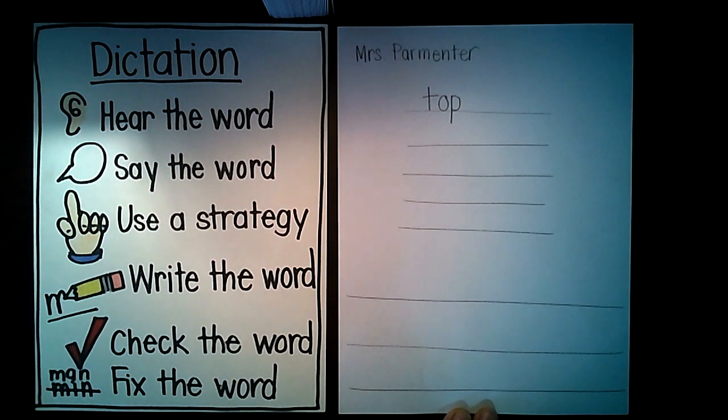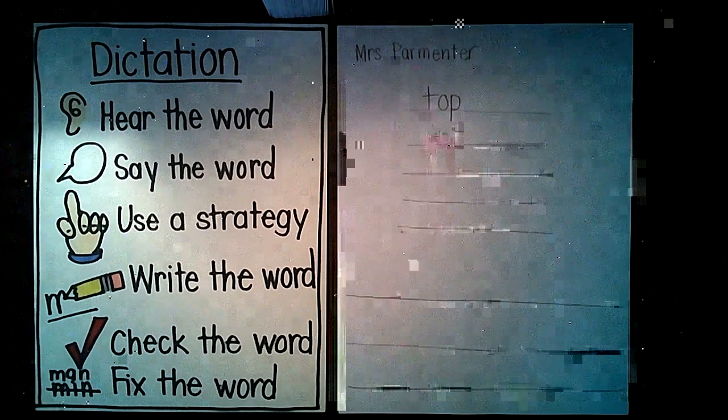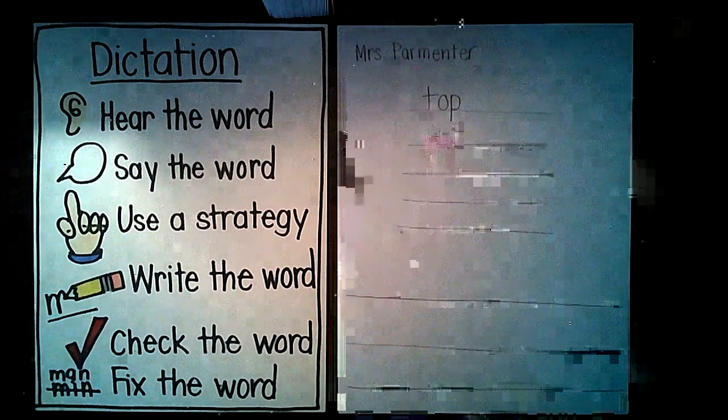Now check the word. Are there any corrections you need to make? If not, let's keep going. You can always pause the video if I get going too fast. If you need to, you can also go back in the video to rehear some directions or listen to the word again. The next word we'll write together is the word pot. Say the word pot. Now use a strategy and write the word. Now check the word.